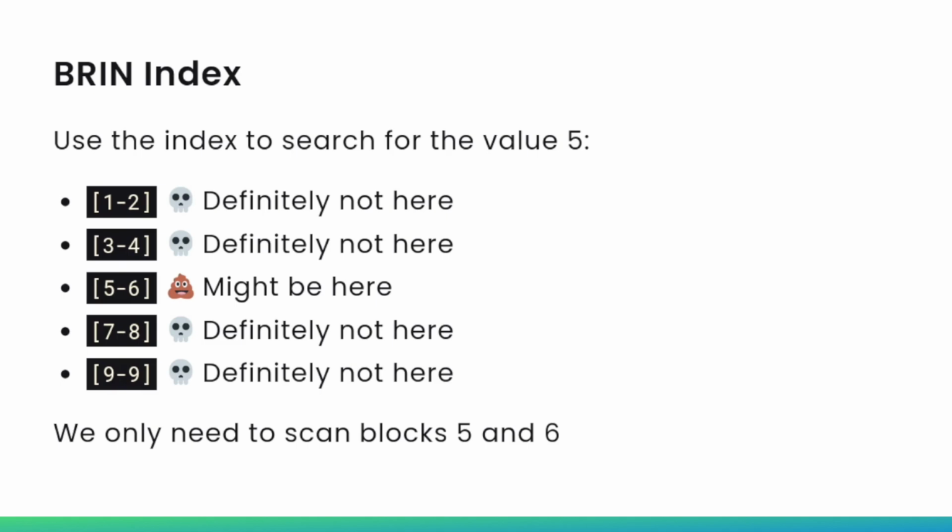So when I had 3 pages per range, I ended up searching 3 blocks. When I had 5 pages per range, I needed to search 5 blocks. But now with 2 pages per range, I have a slightly bigger index, 5 entries, but I only need to search 2 blocks, right?